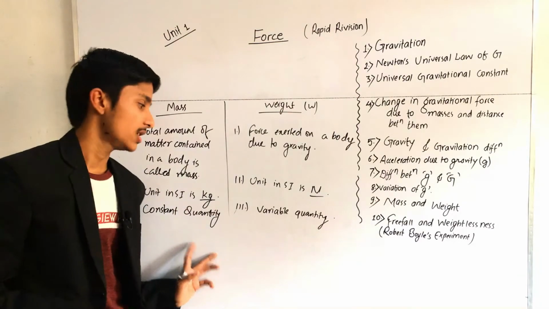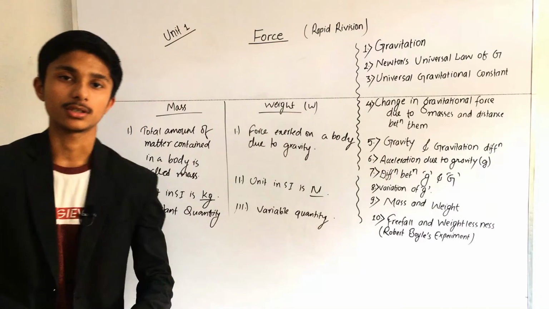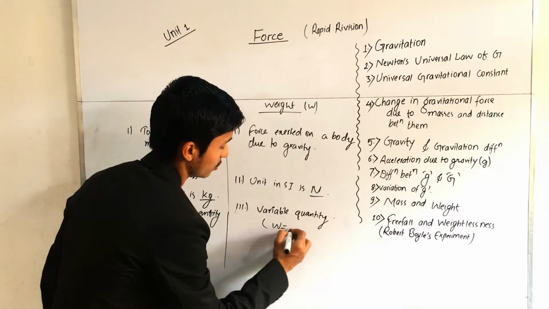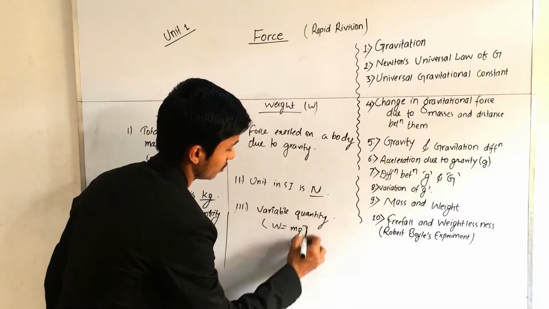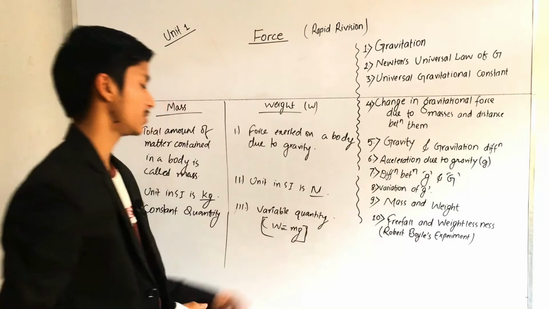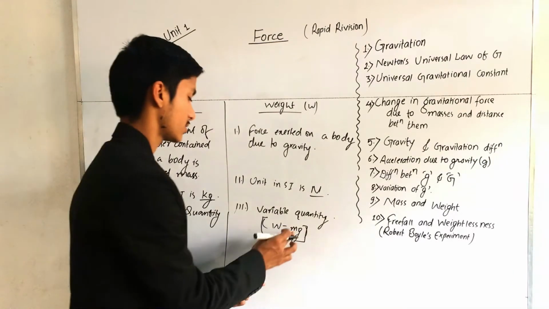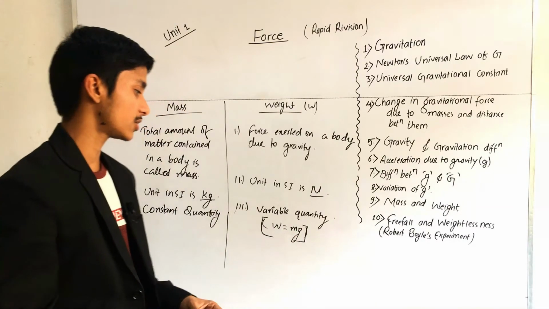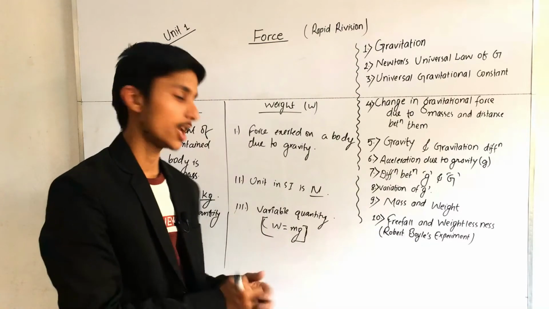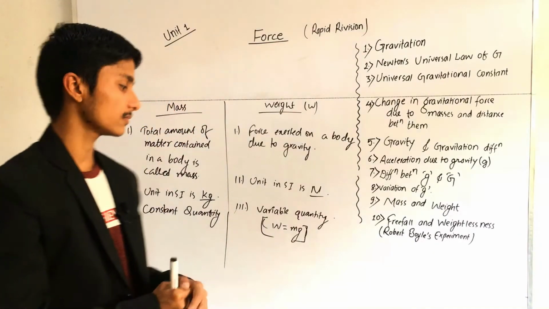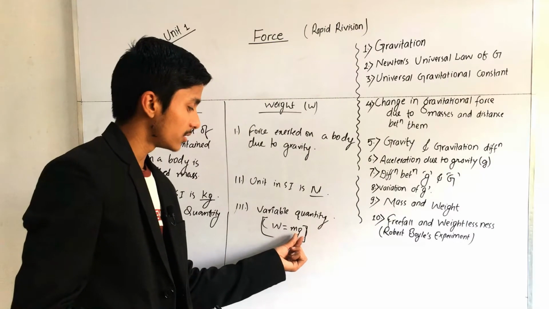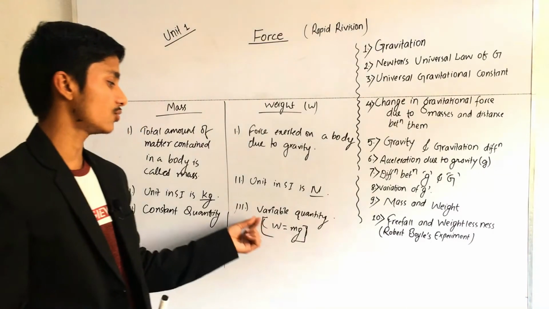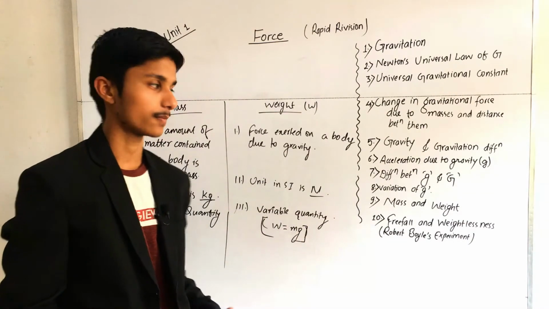Mass is a constant quantity and weight is a variable quantity. Now, under the same point, we write W = mg. It means the weight of a body depends on the acceleration due to gravity of a heavenly body and the mass of that body. When the acceleration due to gravity changes, the value of W also changes. So this is a variable quantity.